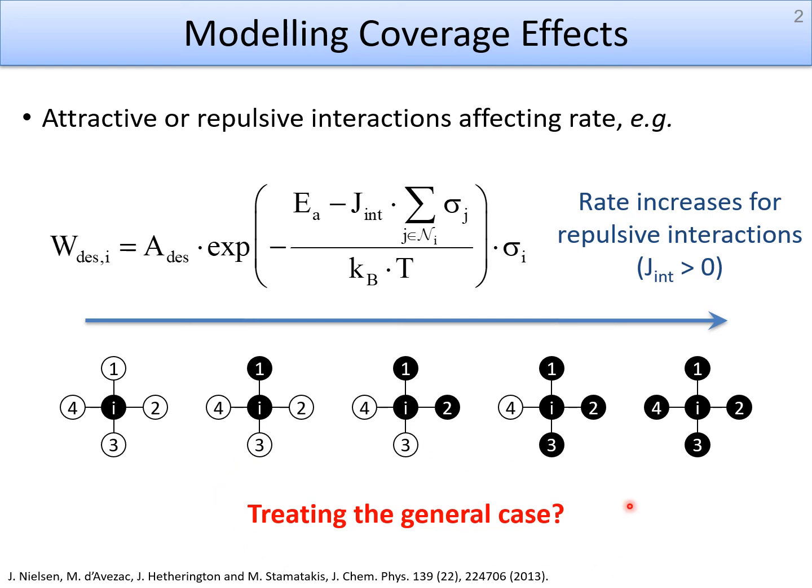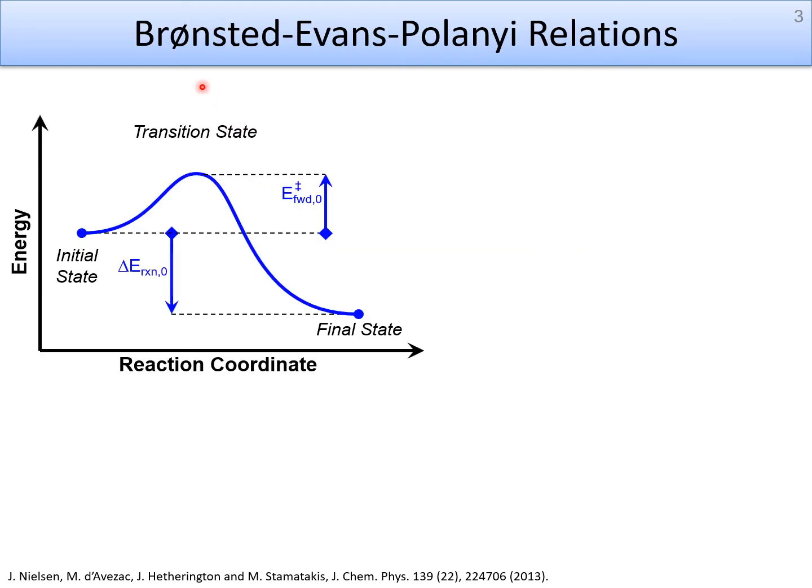But how can we treat the general case? The general case can be treated in the context of the framework of Bronsted-Evans-Polanyi relations. These are linear scaling relations that give us the activation energy of an event with respect to the delta energy of reaction. So let's look at the energy with respect to the reaction coordinate just to understand what these relations express. So here is the initial state energy, the transition state energy, so we go uphill and then down to the final state energy.